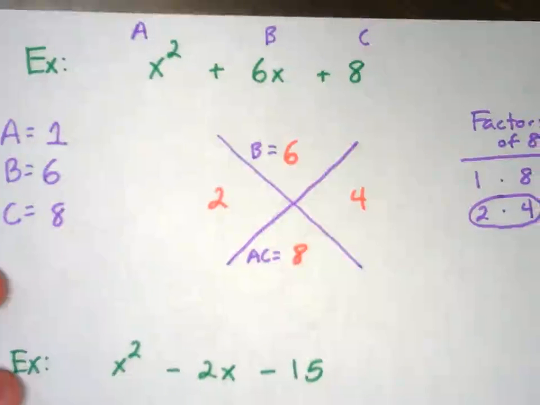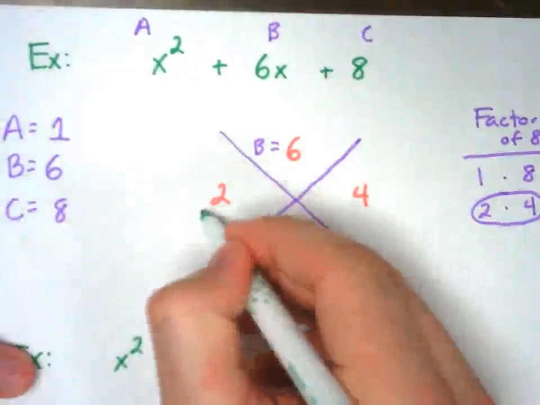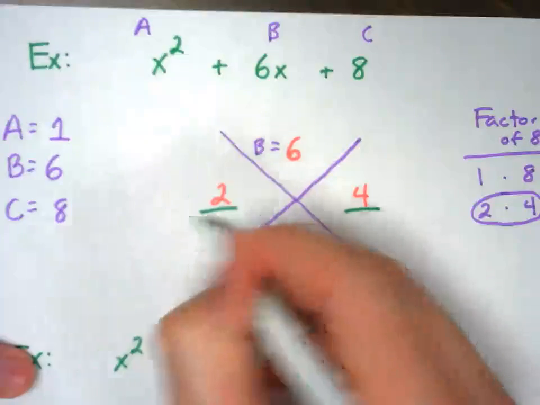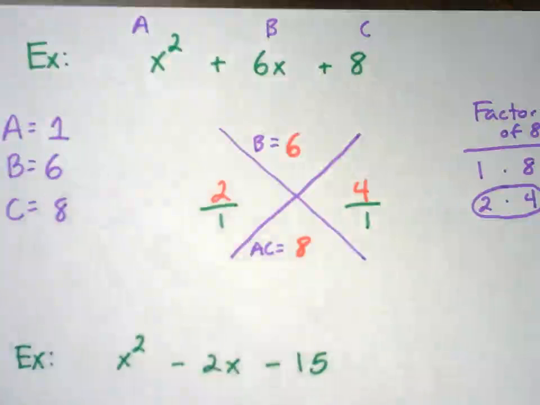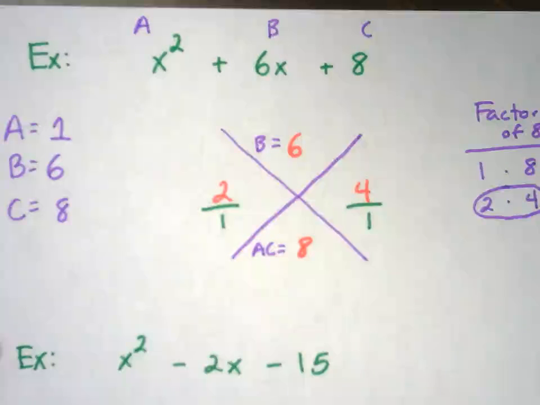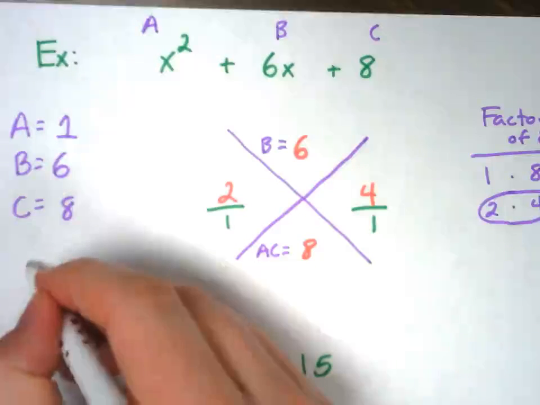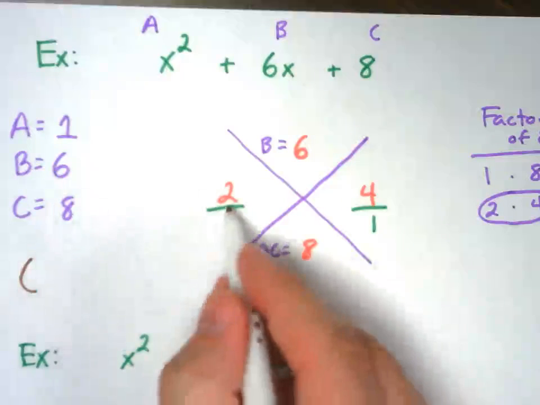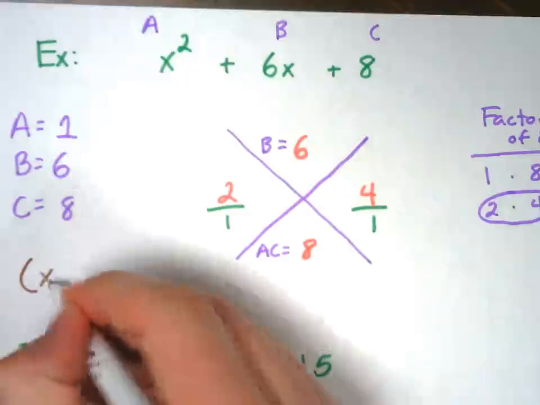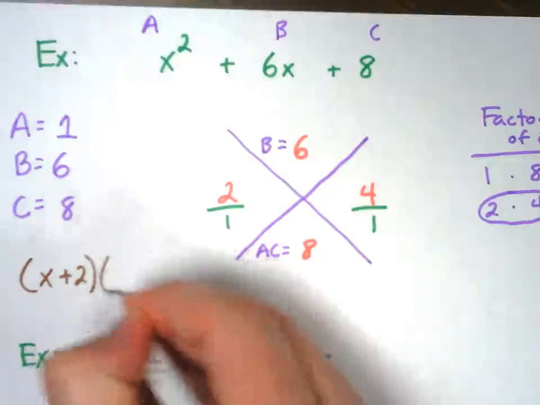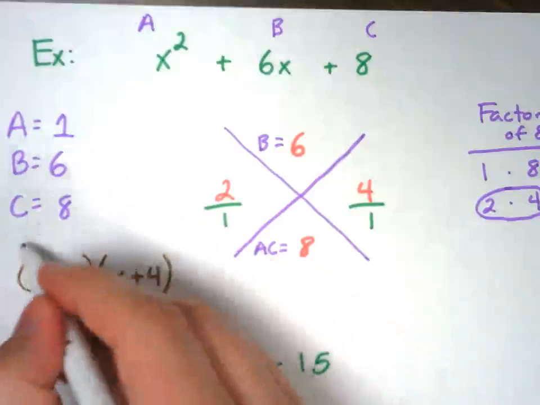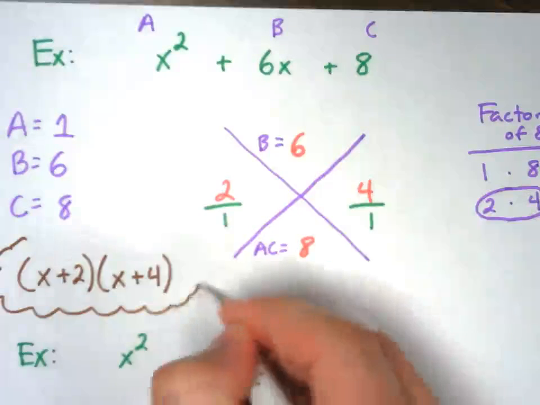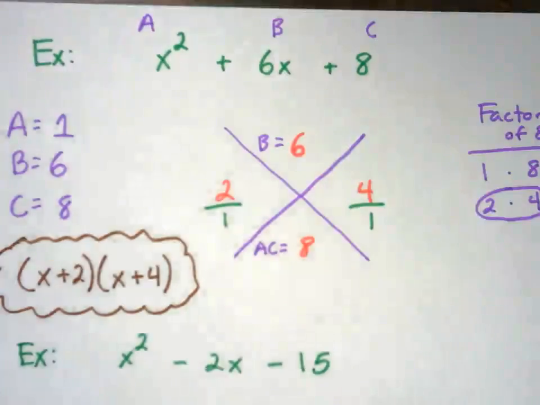So the last step here is you have to divide your factors by A, whatever A is. So A here is 1, so you divide by 1, which is not going to change anything because 2 divided by 1 is 2 and 4 divided by 1 is 4. And our answer, when we put it in factor form, that's a positive 2, so we put x plus 2, and that's a positive 4, so we put x plus 4. And that would be the final answer.